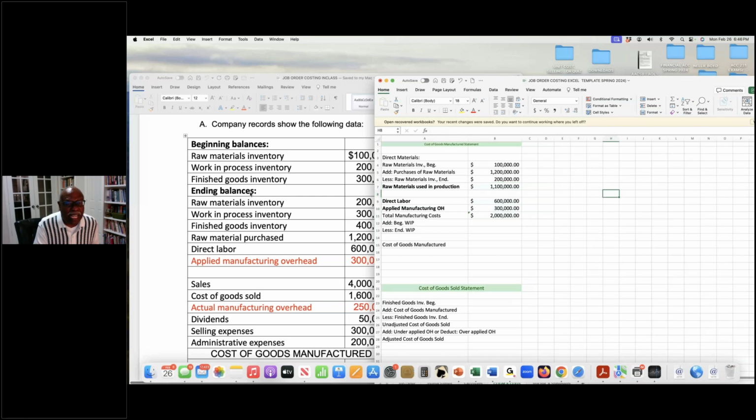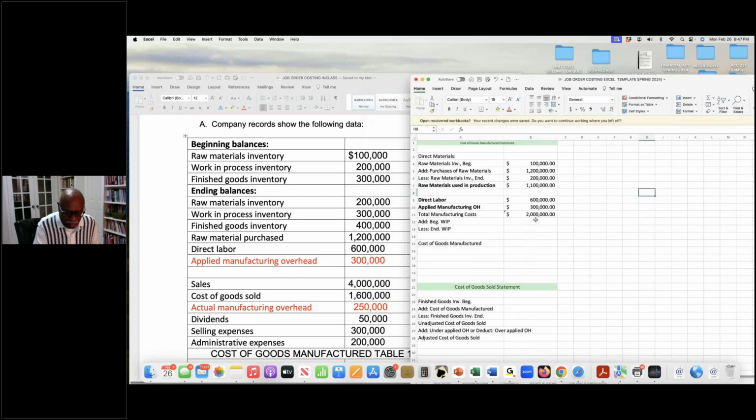Then we're going to pick up our beginning work in process inventory. We're going to add that 200,000. We're going to subtract the ending work in process inventory, which is 300,000. And so the cost of goods manufactured in this case would be 1,900,000. So we're just finishing the template.